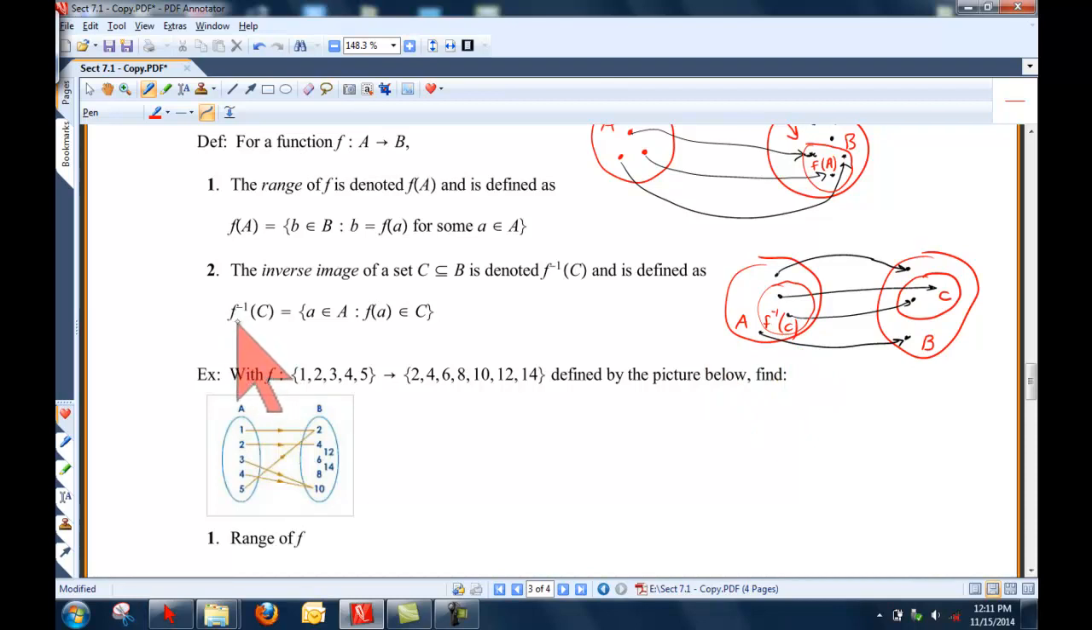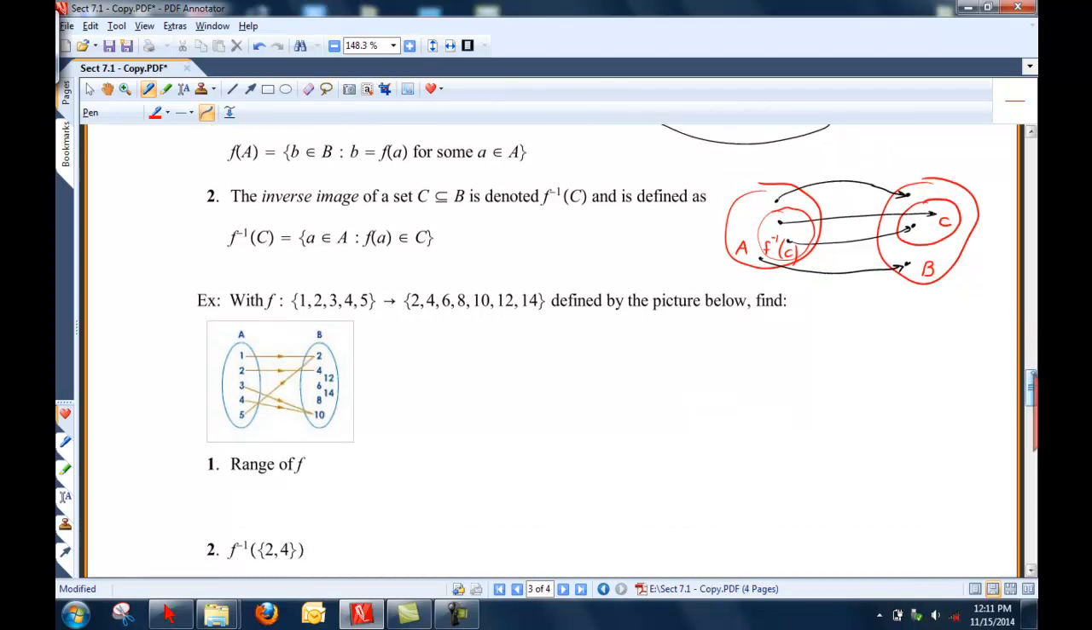Next class period, I guess, we'll start talking about inverse functions. This doesn't mean that. This just means kind of the reverse relationship. What, if I start over here with a set C, what kinds of things can I put into F that will go to those elements in C? Let's look at an example.